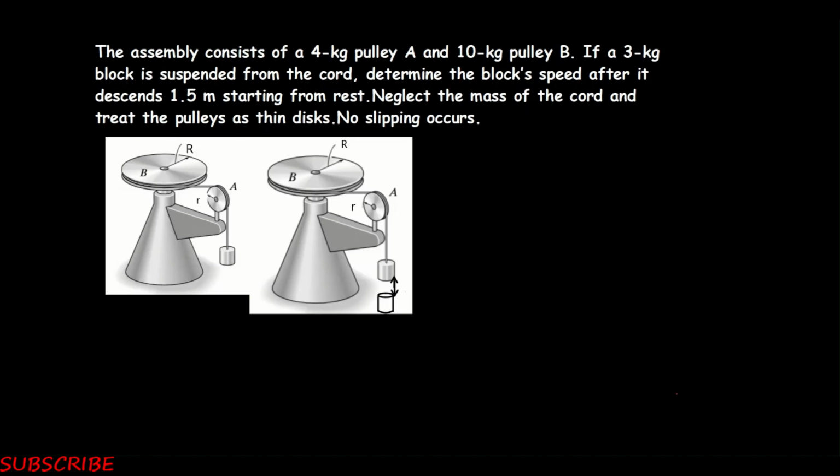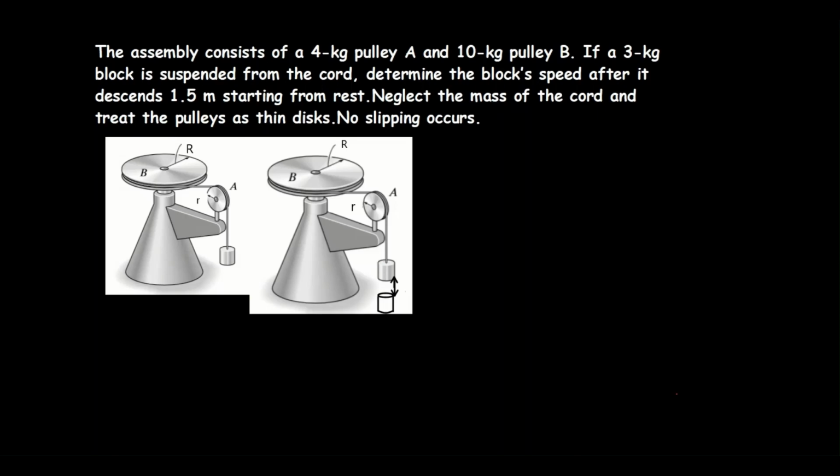In this video, you are going to solve this question I have on the screen. The question says the assembly consists of a 4 kg pulley and a 10 kg pulley labeled A and B. If a 3 kg block is suspended from the cord, determine the block speed after it descends 1.5 meters starting from rest. Neglect the mass of the cord and treat the pulleys as thin discs. No slipping occurs. So let's look at how you are going to solve this question.